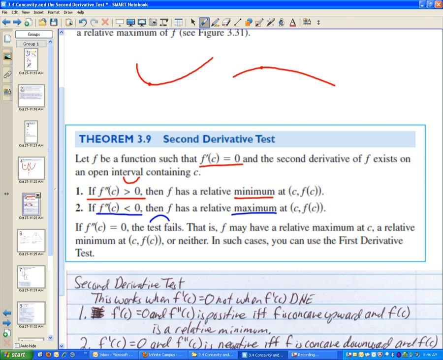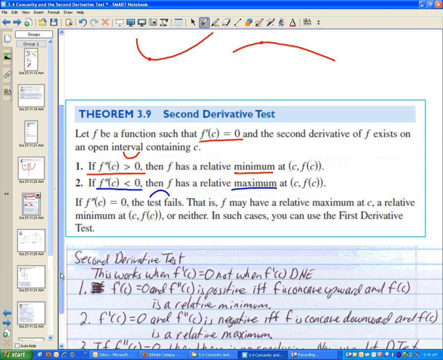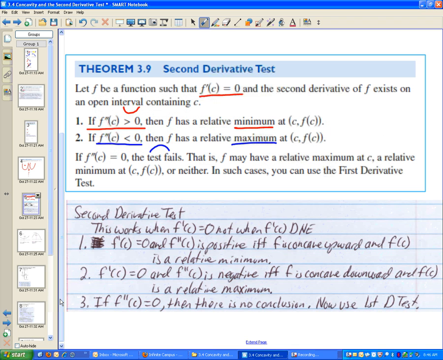All right? Now, I'll show you the test here in a minute. You're going to like the second derivative test. The test itself is simple. Now, it says if f double prime of c equals 0, the test fails. The second derivative test only works if the second derivative is positive or negative. It doesn't work if it's 0 or does not exist. Okay? That is, f may have a relative maximum at c, a relative minimum at c, or neither. So, then you have to fall back to the first derivative test, which y'all did a pretty good job of. Okay?